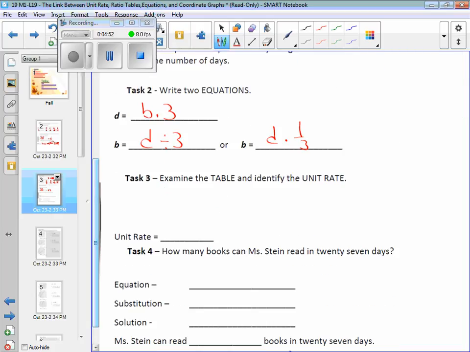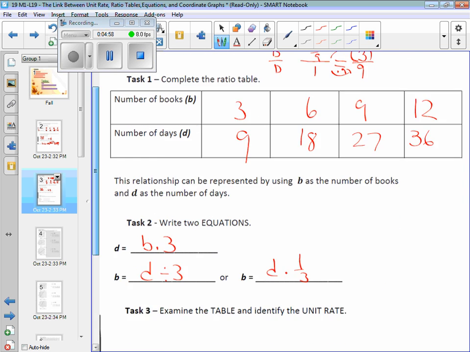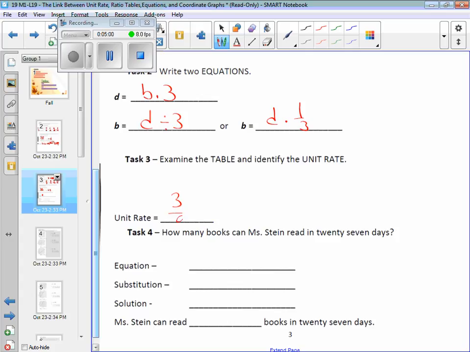We already did the unit rate for days. We did it up here. 3/9 books per day. What if I ask you to give me the unit rate for books? And this will help you if I say I want unit rate for books, something per book. How many days per book?